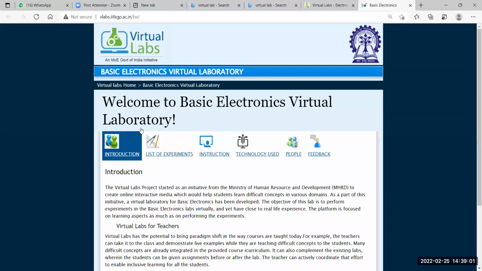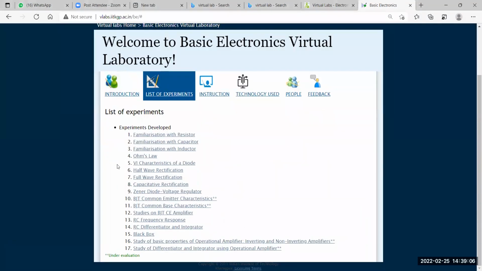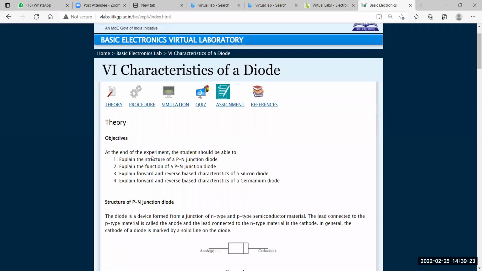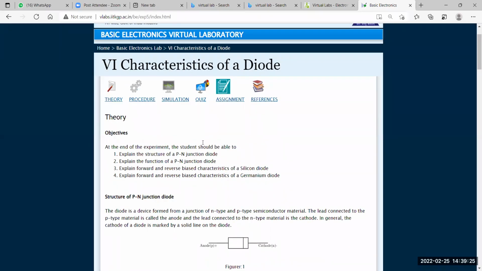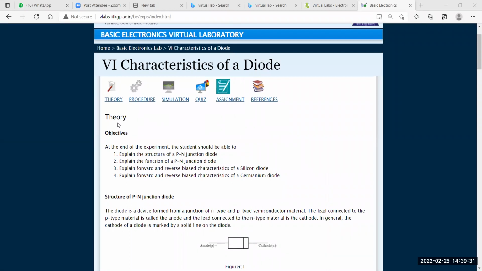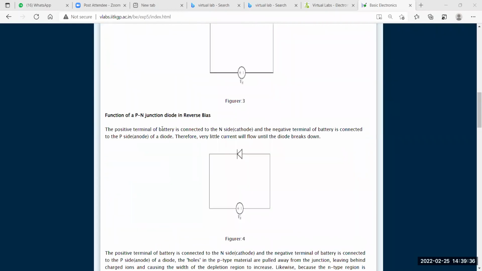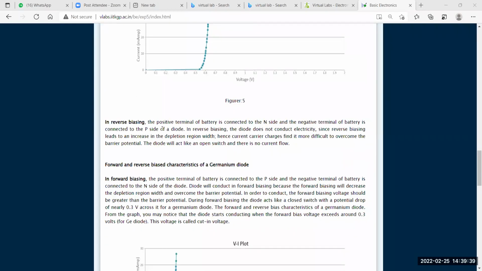Then basic electronics lab, then list of the experiment. And here we can see, as per today's topic, VI characteristics of diode. This is the theory, objectives, and structure of PN junction diode.